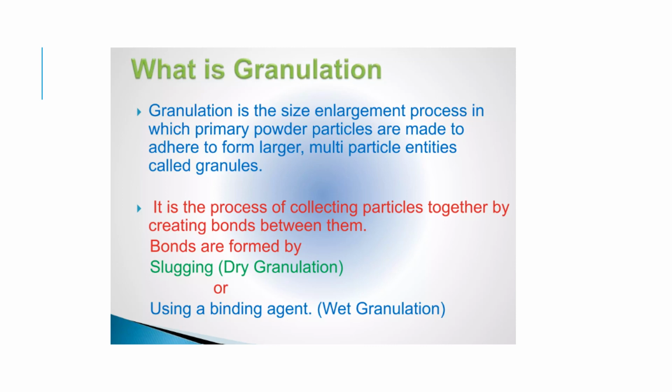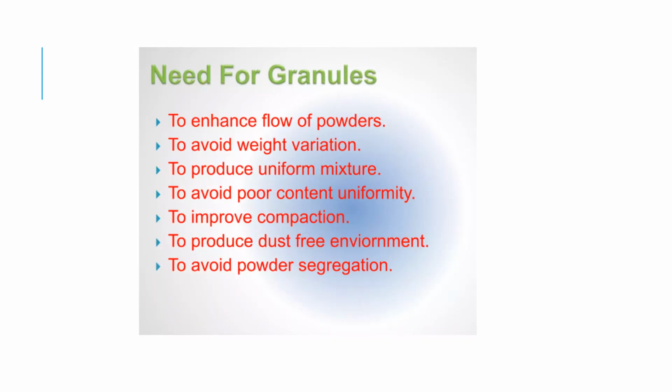So granulation is nothing but size enlargement. That means the small or fine powder particles are made to adhere or stick to each other to form larger entities of about 0.2 to 0.5 millimeter size range, and those are called granules. And this process is carried out by 2 methods, dry granulation or wet granulation. Okay, so what are the needs for granulation?